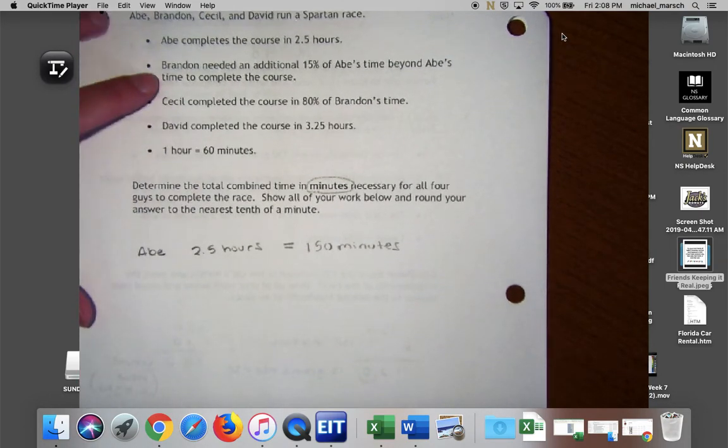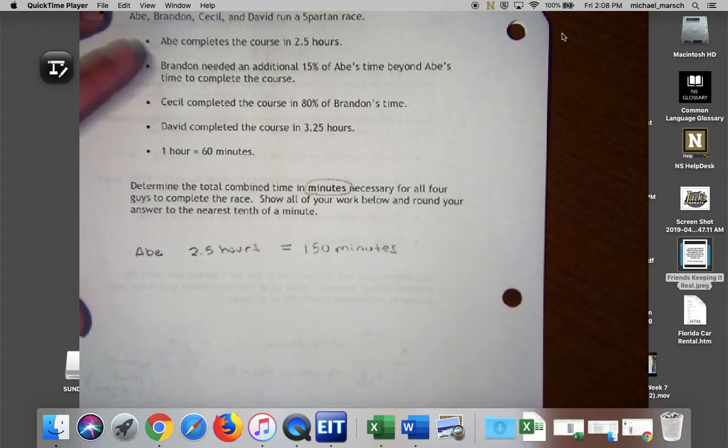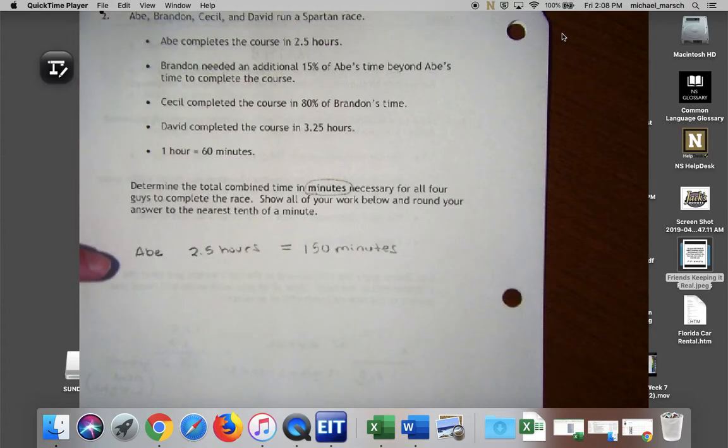Brandon needs an additional 15% of Abe's time. So what are we going to do to Abe's time to get Brandon's time? Times 0.15. And then you add it on, because it's kind of like a tip or a tax. You're adding 15% more on.